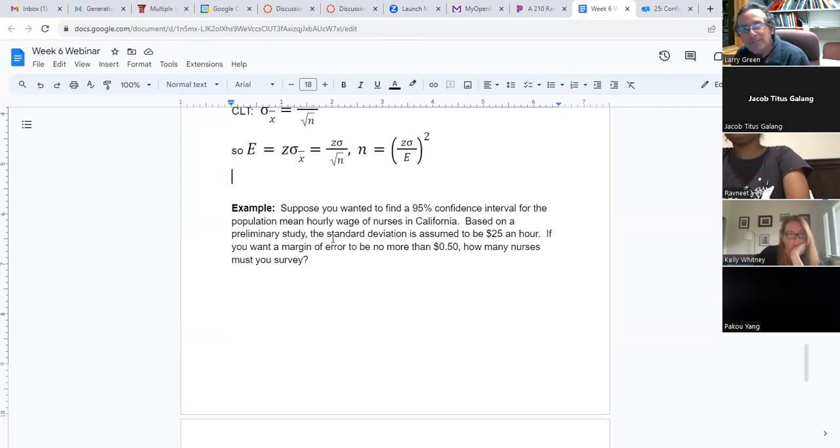Let's assume the standard deviation is $25 an hour. Suppose you did some little preliminary study and that's what you found. If you want a margin of error of no more than 50 cents, you may not care about an extra 50 cents an hour or 50 cents less an hour for what you're going to make, but you might care about $5 an hour. Does that sound right? Those who want to be nurses. Well, how many nurses must you survey? Do you see how that works?